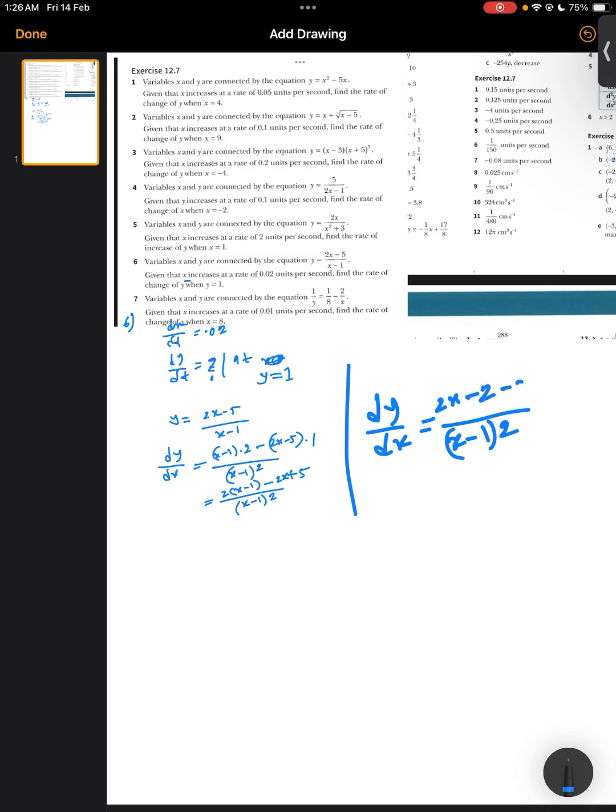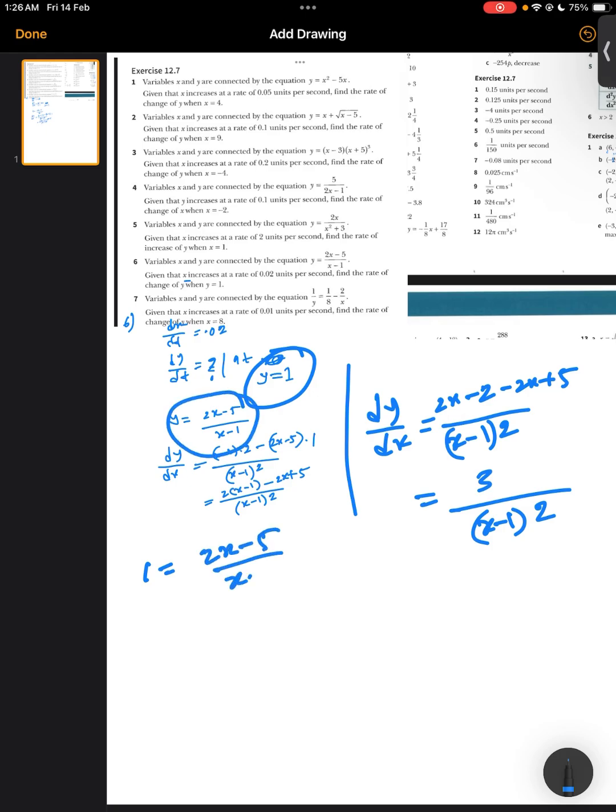2x minus 2 minus 2x plus 5, so 3 over (x minus 1) square. Now we are given at y equal to 1. If I input y value equal to 1 in the first equation, we will get (2x minus 5) over (x minus 1). So 2x minus 5 is equal to x minus 1, so x is equal to 4. So 4 minus 1 is 3, 3 square, which is 1 by 3.